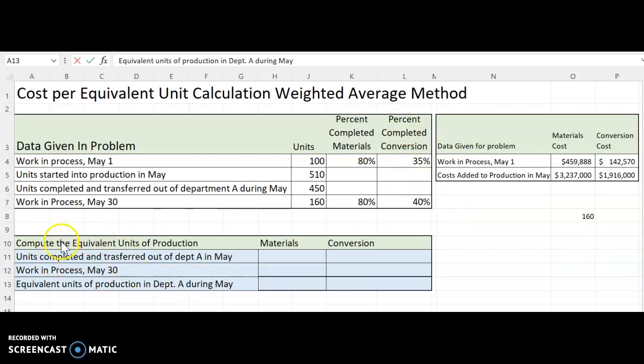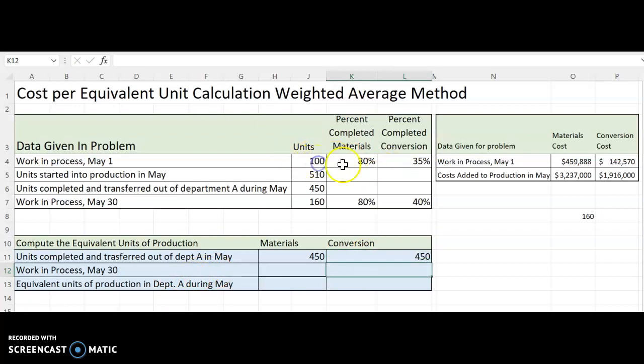So now we're ready to compute the equivalent units of production. So we're going to start with what we've completed and transferred out during the month. So if you look up here, you completed and transferred out 450 units. So this one is easy. So you just put 450 down because they're completely done and they were transferred out.